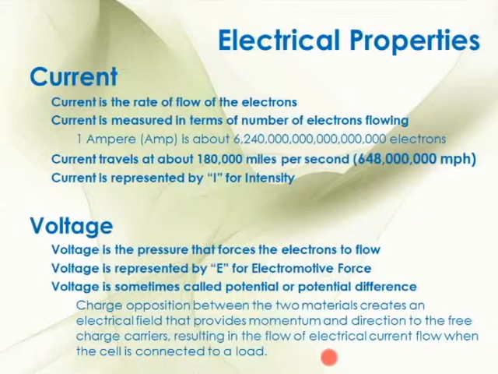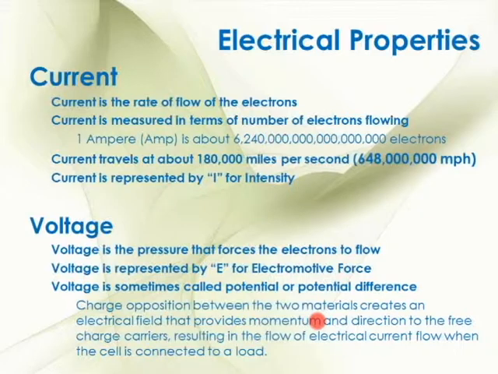Okay, so let's translate this and break it down a bit. Charge opposition between two materials: remember that battery, it has a negative side and a positive side. That's charge opposition right there. We have one side that has extra electrons and one side that is missing electrons. The extra electrons is the negative side, the missing electrons is the positive side, and the difference between those two, that's a potential difference.